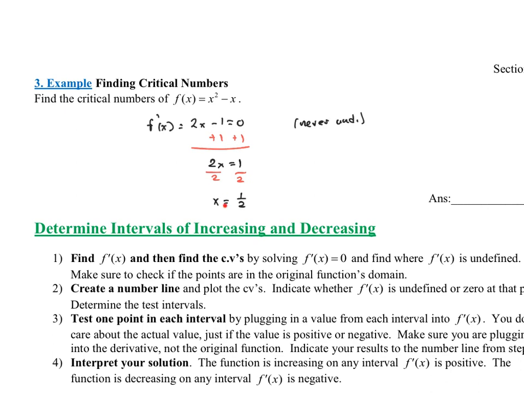Always check to make sure that this x value is in the domain of the original function. In other words, if I plug 1/2 into this function, would it be undefined? In this case, f of x is a simple polynomial function. We could plug 1/2 in, it would still be defined. So this value is defined in the original function. Since it is defined and the derivative is equal to 0, we can go ahead and call this a critical value. x equals 1/2 is a critical value for this function.